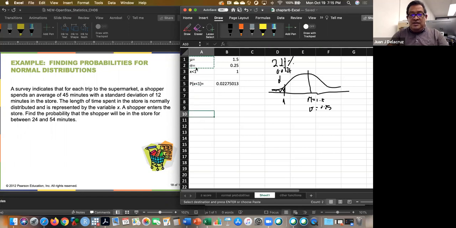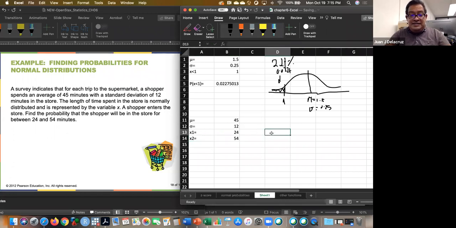I don't want to be creating these variables. So the mean is going to be 45 minutes. The standard deviation is 12 minutes. And then the length of time in the store is normally distributed, so we can apply the normal distribution. So find the probability that a shopper will be in the store for between 24 and 54 minutes. So here my X1 is going to be 24. My X2 is going to be 54, right?